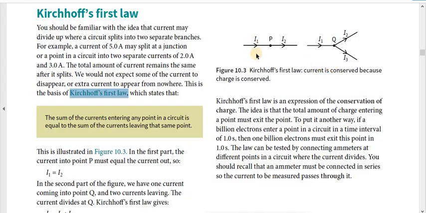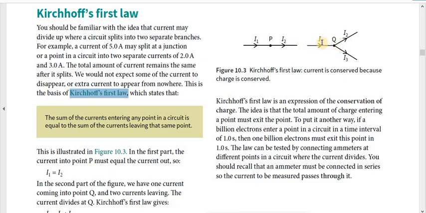Now current is the rate of flow of charge, so the total charge entering this point should be equal to the total charge leaving this point, because the time is the same. I equals Q over T. Current is equal to charge over time. The time is the same, so the total charge entering this point should be equal to total charge leaving this point for the same period of time.